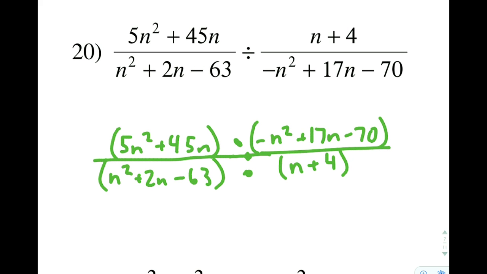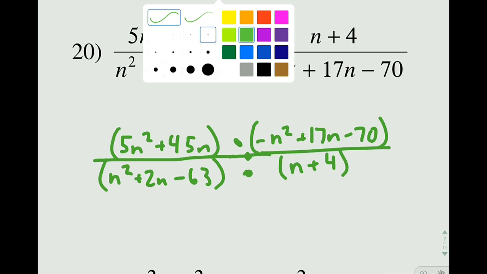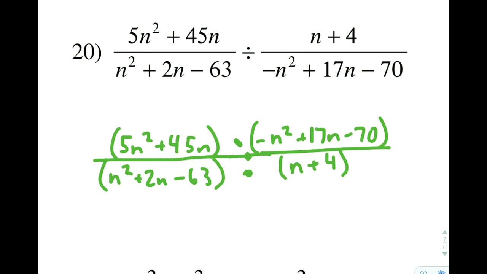So this very first group here, I see that I have a 5. I'm actually going to change colors just so that I can keep track of things a little neater. Not a bad idea when you're working with these big problems to use multiple colors. I have a 5 and an n in common with everything, and that leaves me with an n left over here. And then 45 divided by 5 is 9, and n divided by n is 1. So I have 5n, n plus 9, and I can get rid of that.